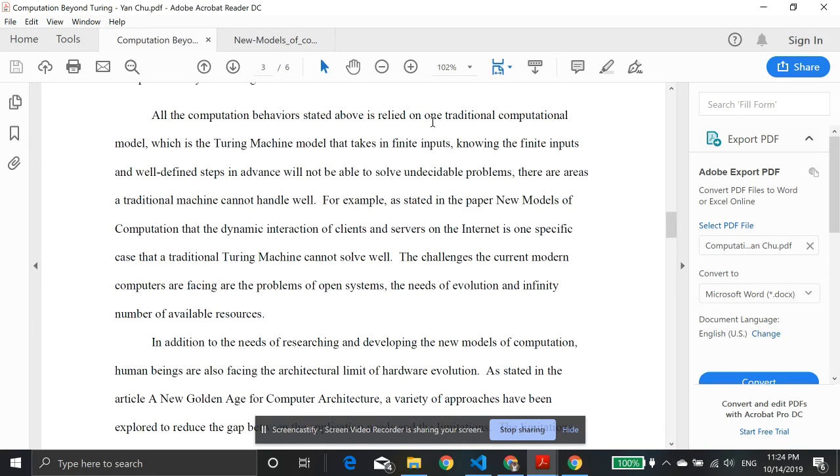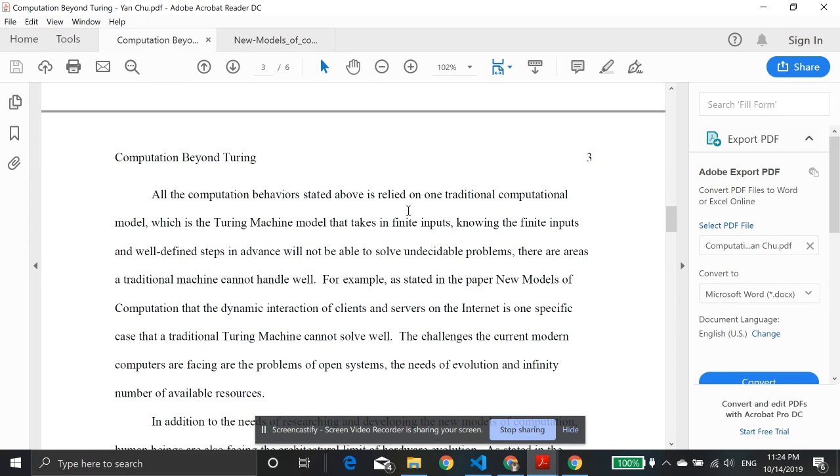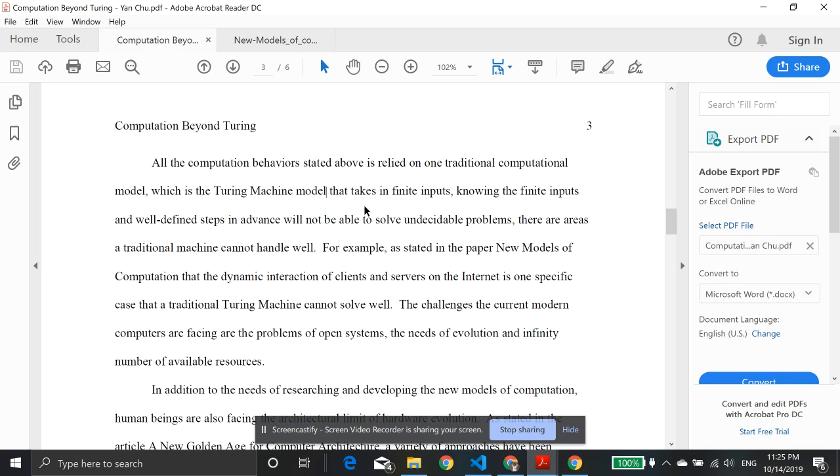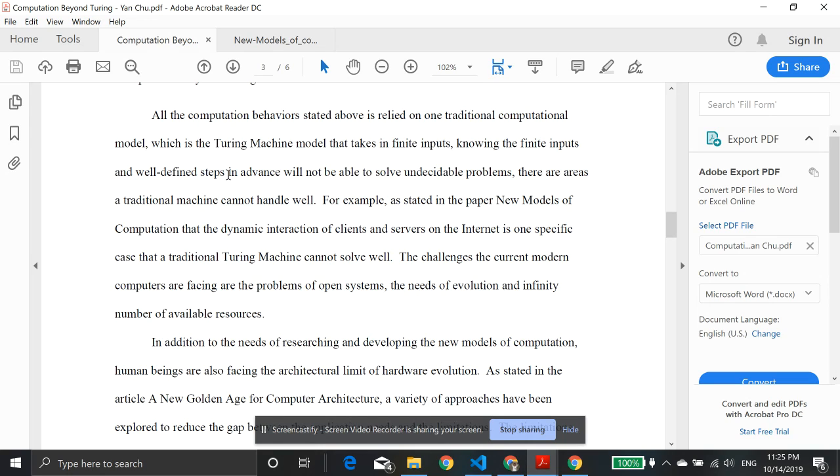So the core challenge is that all the tasks stated above rely on the one traditional computational model, which is the Turing machine model. The characteristic is that it takes in finite inputs, knowing the finite inputs and well-defined steps in advance. But these two characteristics will not allow a Turing machine model to be able to solve an undecidable problem. So there are areas a traditional machine cannot handle well.